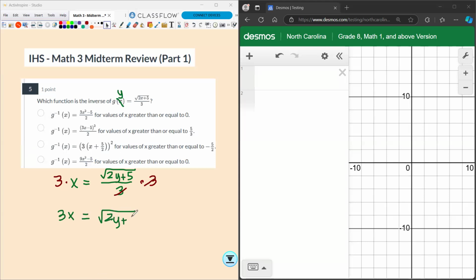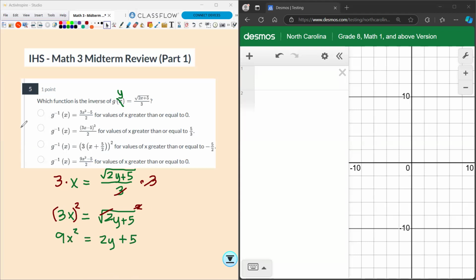So then we want to get rid of that square root next. So to get rid of that square root, we square. Square is the inverse operation of a square root. Be careful because you're not just squaring the x, you're squaring the 3 as well. So that'll cancel out the square root sign, and you'll have 3 squared, which is 9, and then x squared. 9x squared equals 2y plus 5.